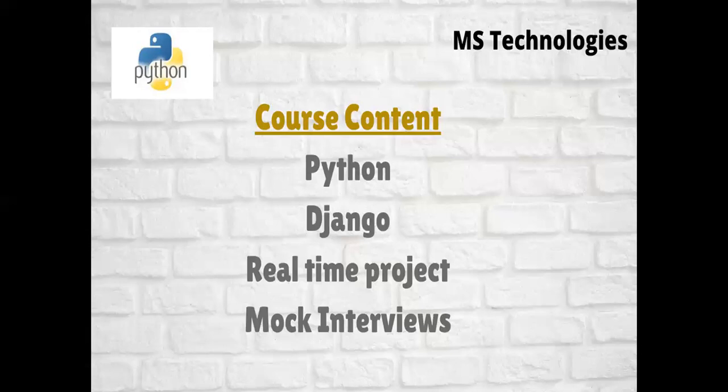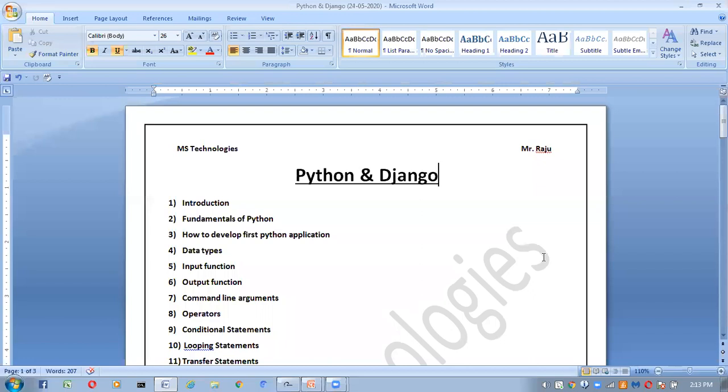Now we'll see what syllabus I'm going to cover in Python and Django. Coming to Python, around 35 topics I'm going to talk about. First one, introduction. In this introduction part, I'm going to explain what is Python, why Python, what type of applications we can develop using Python, and who introduced Python. All these things I will talk about in the introduction part.